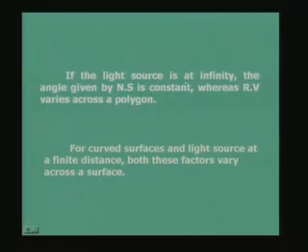It will not vary much. Even for a slowly varying curved surface, it will almost be the same. You can actually use some incremental computation to perform this. Whereas for a finite distance light source and for curved surfaces, you have to compute it for each and every point. So, these are the two points which you keep in mind. I again repeat, if the light source is at infinity, n dot S, which is the cosine of theta, is constant, whereas R dot V, which is the cosine of alpha, varies across a polygon. For curved surfaces and a light source at finite distance, both these factors vary across a surface.